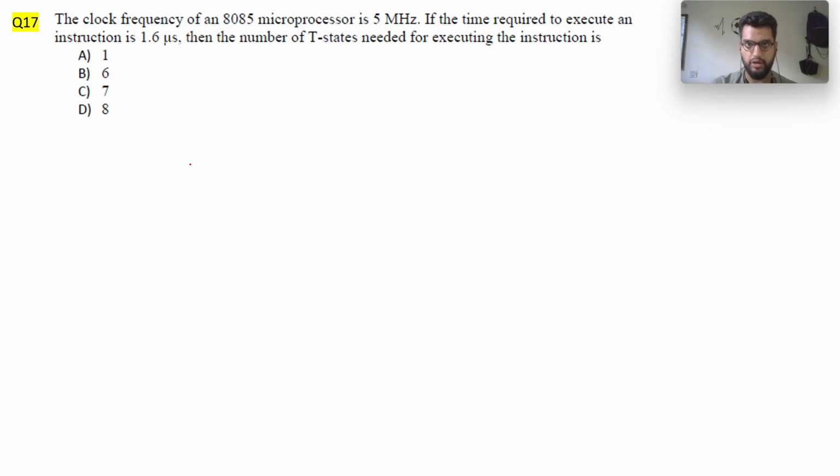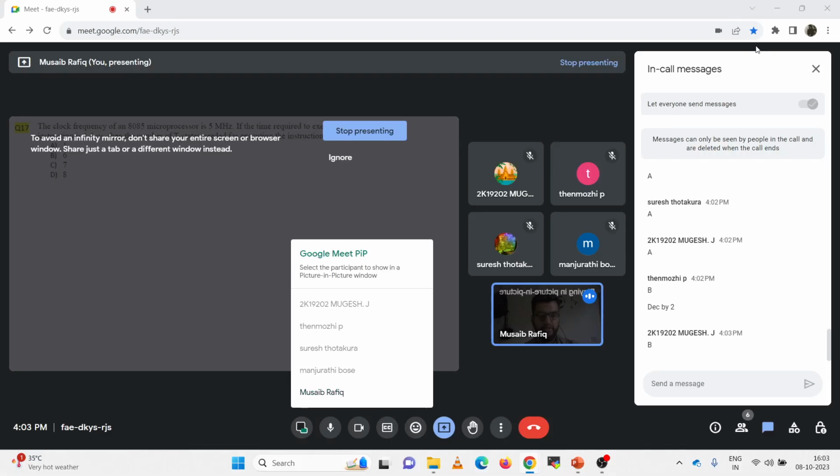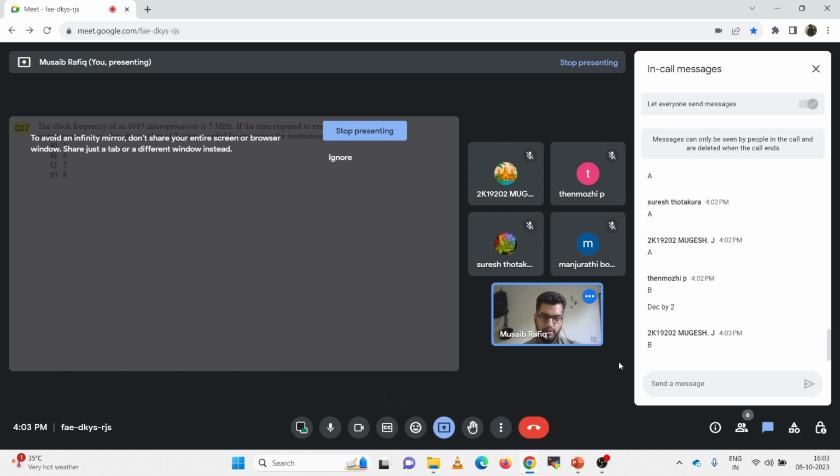Now I have this question. I would like you guys to do it first and then I'll show the solution. It states that the clock frequency of an 8085 microprocessor is 5 megahertz. If the time required to execute an instruction is 1.6 microseconds, then the number of T states needed for executing the instruction is. I'll give you guys 3-4 minutes to do it, then I'll show the solution.